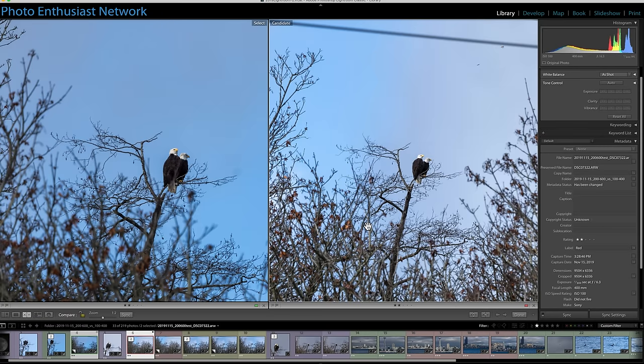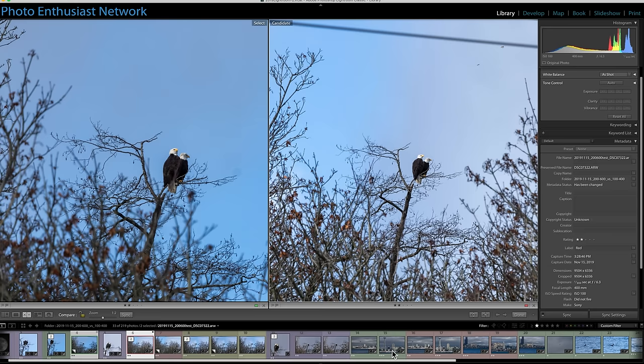Back to those eagles for just a moment. Here's another example of what does 600 get you versus 400. So we have the 200 to 600 on the left and we have the 100 to 400 on the right. Pretty significant difference. Both of them are fantastic lenses, I've found. Both offer some really good sharpness and clarity and contrast over the course of the range, but that 600 certainly gets you a good bit closer.